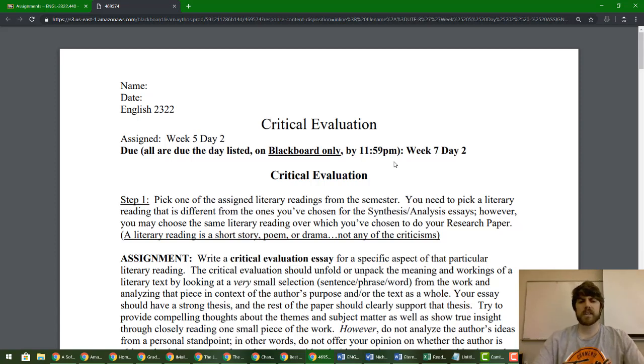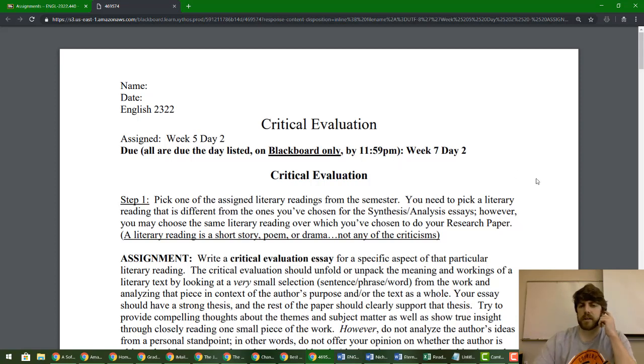You're supposed to pick one of the assigned literary readings from the semester, just like you do with the synthesis analysis. But it has to be a different reading than you've done the synthesis analysis over. So you can do the synthesis analysis over one reading, synthesis analysis 2 over another, and the critical evaluation has to be over yet another, so it can't be over the same reading you've done so far. I would suggest against doing Shakespeare's sonnets. I've not seen it work out very well for those who've tried. You can do it if you want the extra degree of difficulty, but it's so short that it tends not to work very well.